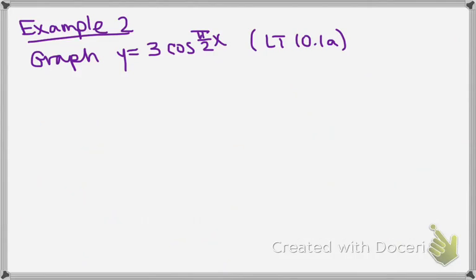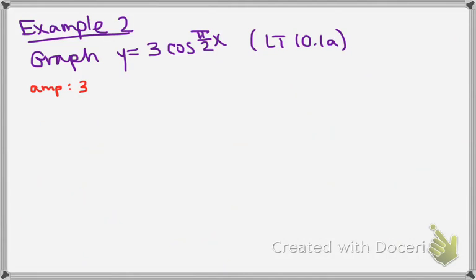Let's look at one more example of graphing a sine or cosine function. So let's graph y equals 3 cosine of pi over 2x. I always start by identifying my amplitude. Look at the number directly in front of your trig function. In this case it's a 3, so my amplitude is 3.